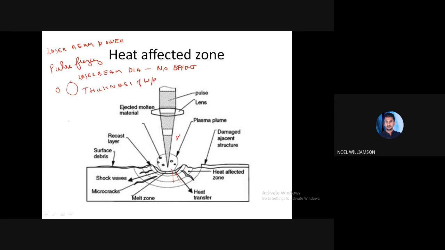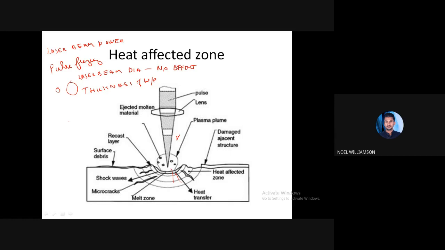So these are the main effects of various process parameters on the heat affected zone. First of all, regarding the laser beam power, when the laser beam power is increased, the heat affected zone also increases. Then regarding the pulse frequency, when the pulse frequency is increased, the heat affected zone will also increase.